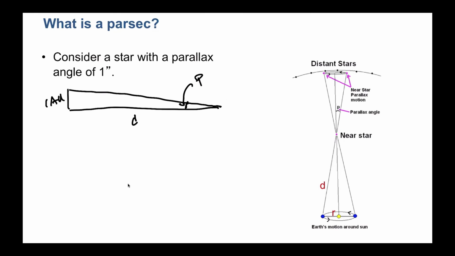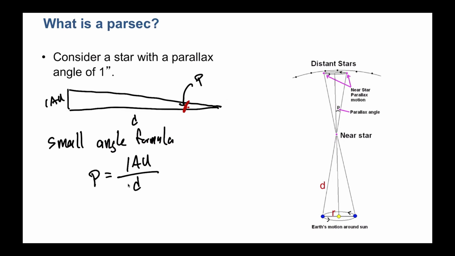This is a right triangle. We know an angle and one of the sides. We can get any other angle or side, and that's what we're going to do here. So we can use the small angle formula. Remember what the small angle formula is? I'm here to remind you. The small angle formula says if you have a right triangle with a very small angle, which we do, then that angle, P, is equal to the ratio of the short side to the long side. So in this particular case, that becomes P equals 1 astronomical unit divided by the distance to that star.